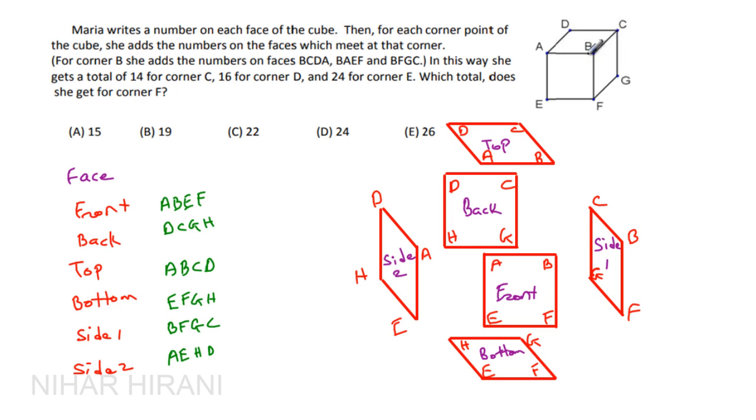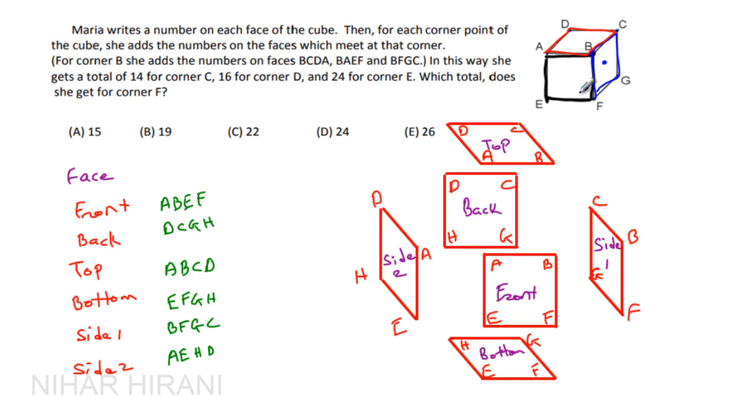If you talk about B, then B is the corner of the front face, that is A, B, E, F, isn't it? This B is the corner of the side face B, C, G, F, isn't it? And B is also the corner of the top face, that is A, D, C, B, isn't it? So these are three faces which have corner B.